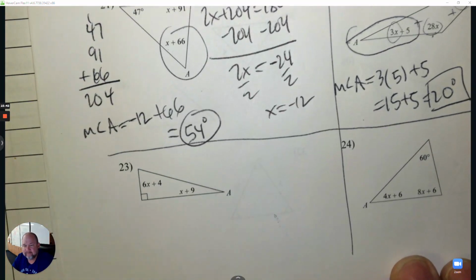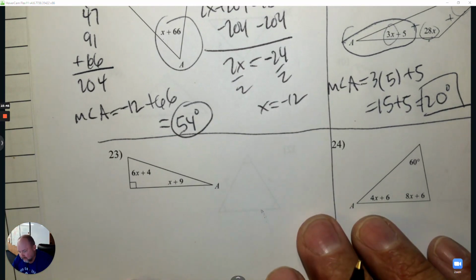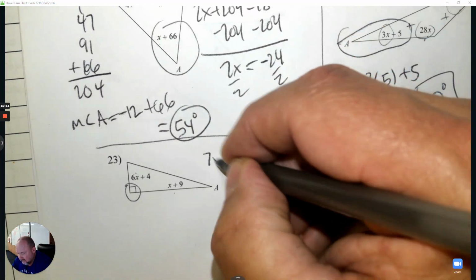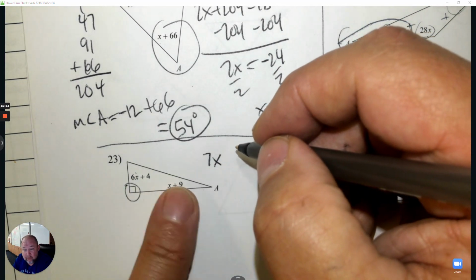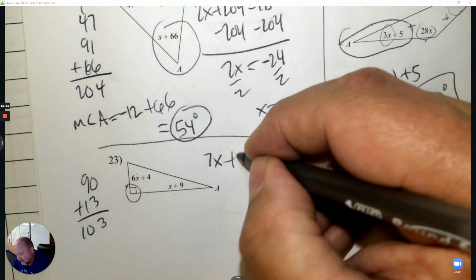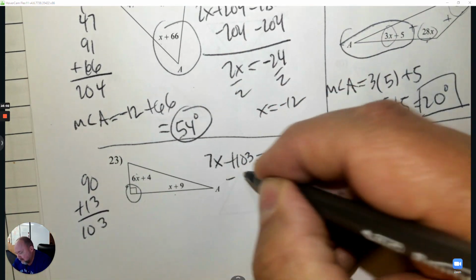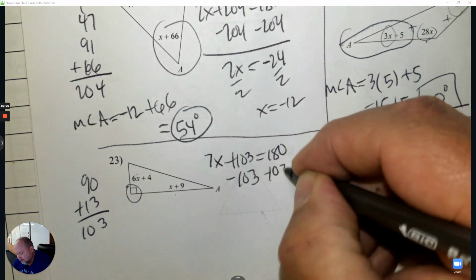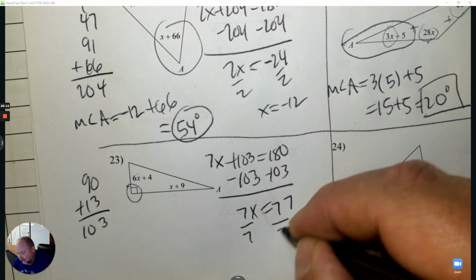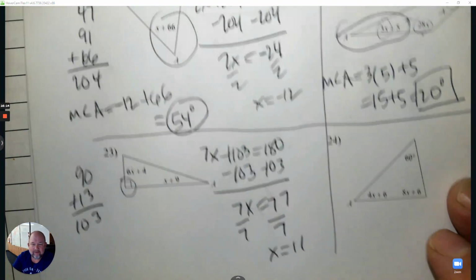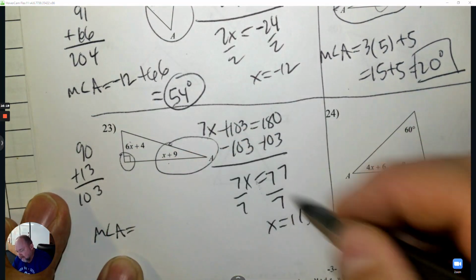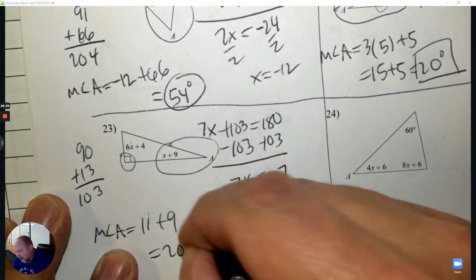Number 23. All right, we're going to add this up. So this is 90. So 6x plus 1x, that's 7x. 4 plus 9 is 13. And I have to add 90, so that's 103. That's equal to 180. Subtract 103. And then divide by 7. And it goes in 11 times. Angle A is right here. So the measure of angle A is 11 plus 9. So that answer is 20. Done.